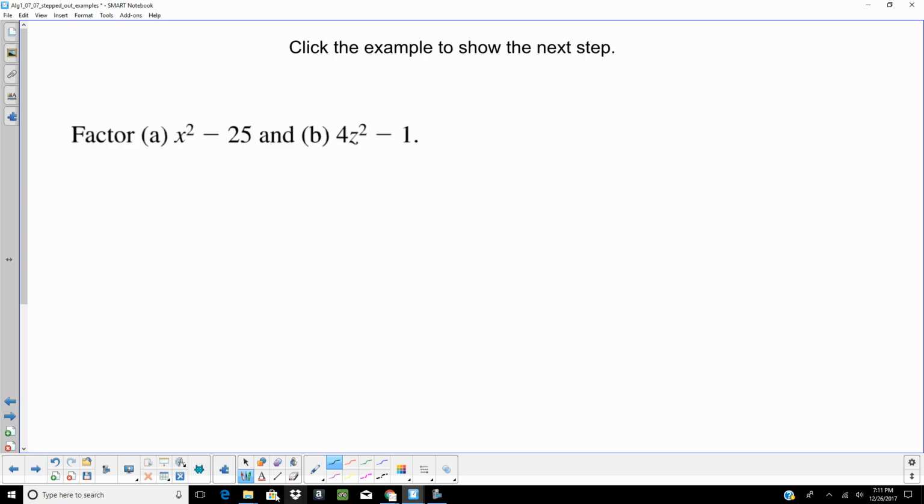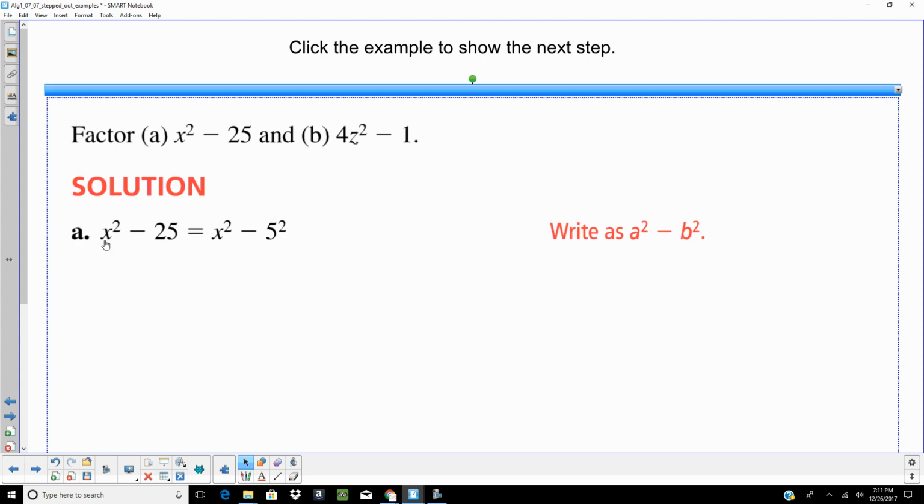So if we look at this first one, x squared, that's a perfect square, x times x. 25, that's a perfect square, 5 times 5. So I'm going to think of that as x squared minus 5 squared. And a lot of times I won't even write that down. I'll just think about it in my head that way. So then (x plus 5)(x minus 5). And that's all there is to it.